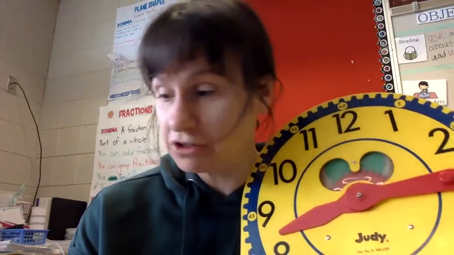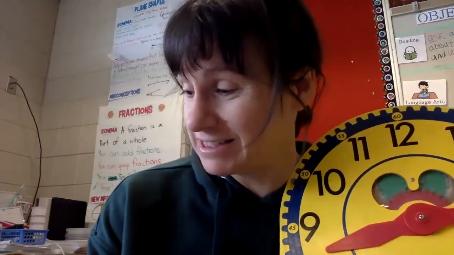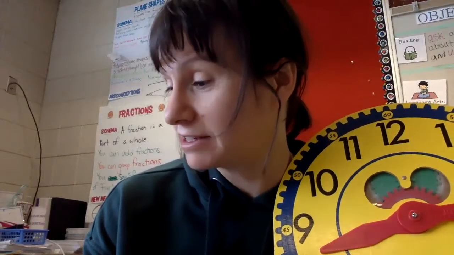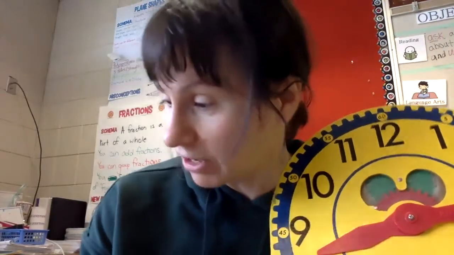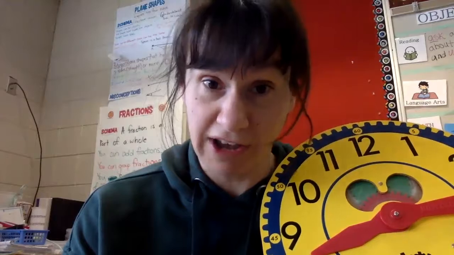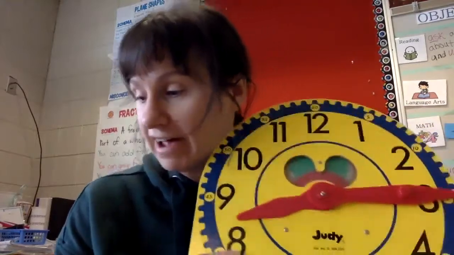All right, the next one, 3:30 to 4:15, same thing. From 3:30 to 4:30 is a full hour, right? But it's not 4:30, it's 4:15. So you could do it one of two ways. Since you know that 60 minutes is in an hour, you could subtract the 15 away from 60, you have 45 minutes, or you can count by fives.